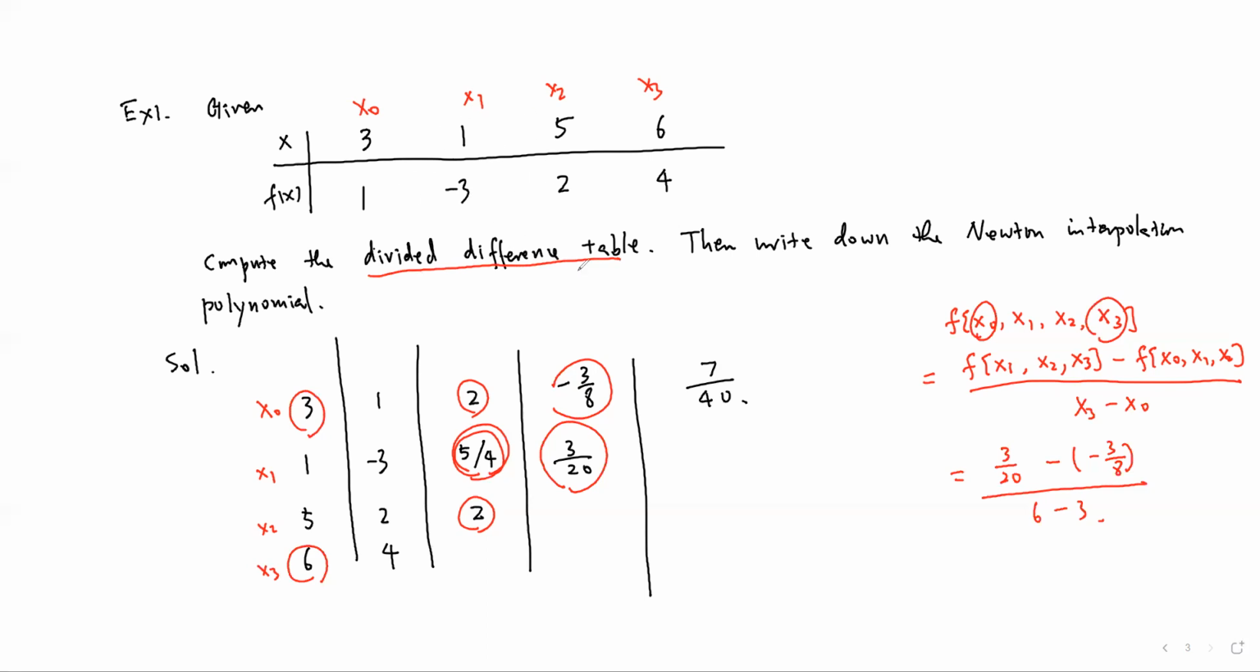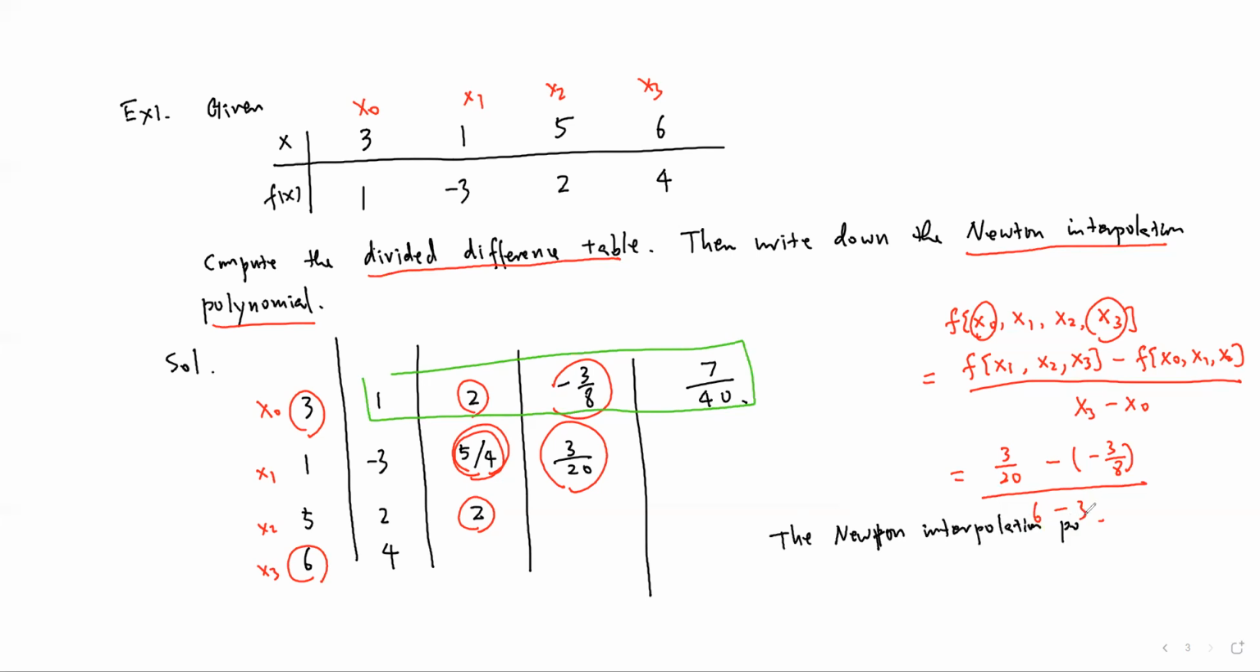So this is the divided difference table for this set of function values. Now I can write down the Newton interpolation polynomial. The first row occupies the coefficients of the Newton interpolation polynomial. So therefore, the Newton interpolation polynomial is P.